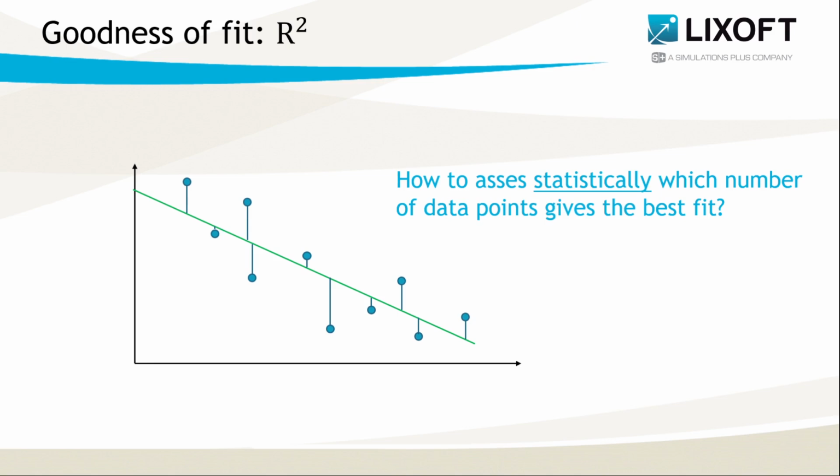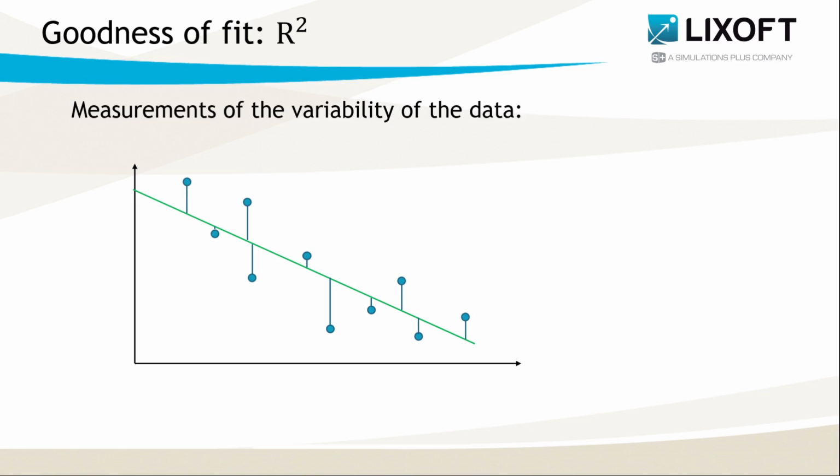So it would be better to have a statistical tool that assesses the goodness of fit of a linear regression for different numbers of points that are included. One method is to look at the coefficient of determination, called R-squared, that is calculated for each individual independently.